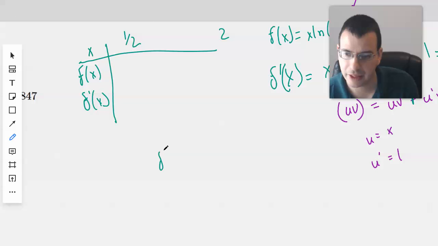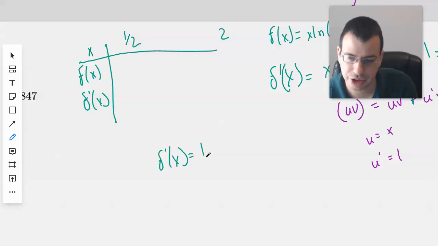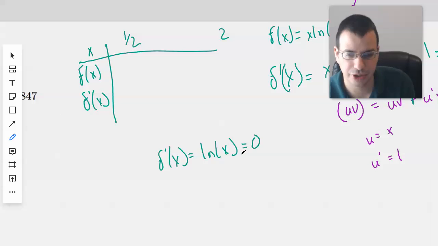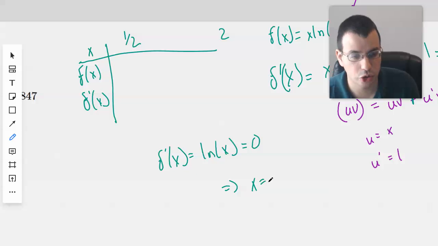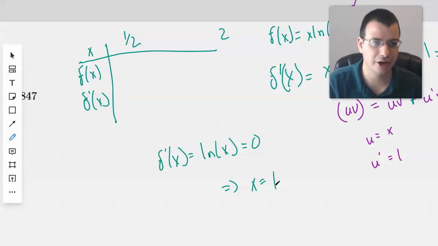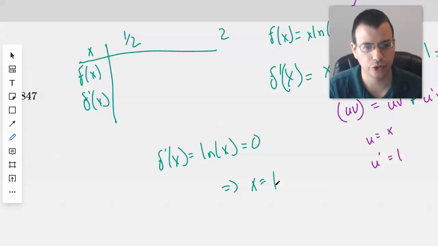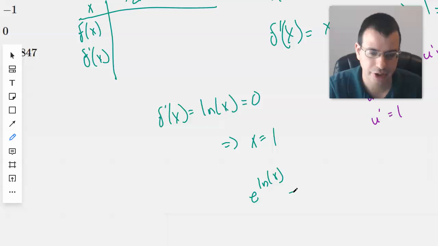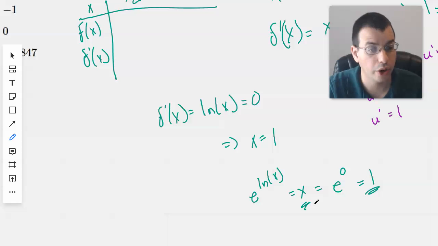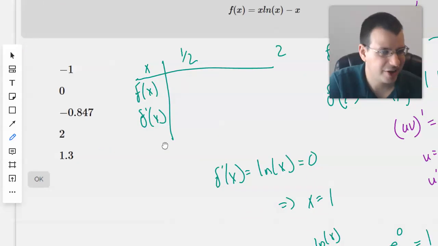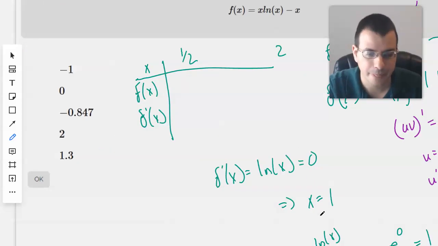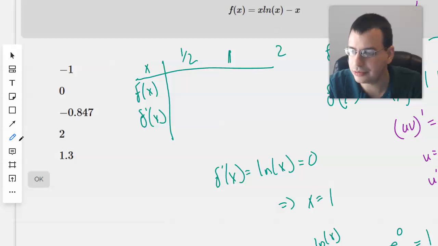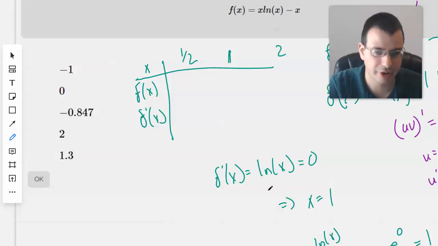So f prime of x equals natural log of x. We're going to set that equal to 0, which implies that x equals 1, because the natural log of 1 equals 0. Another way to see that is if you take both sides to the e, natural log of x equals x, which equals e to the 0, which we know equals 1. You can also just graph it on a calculator. It'll show up. Okay. So, 1.